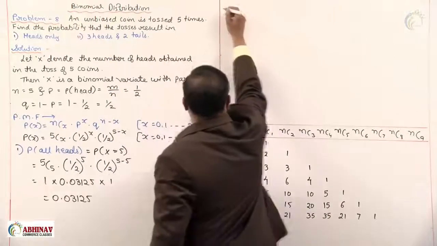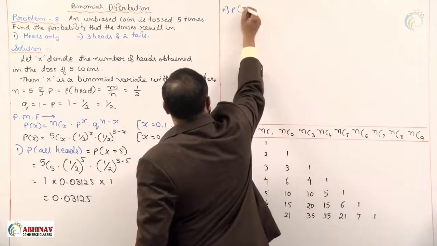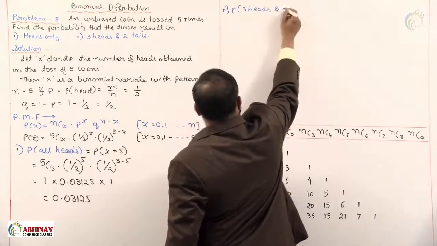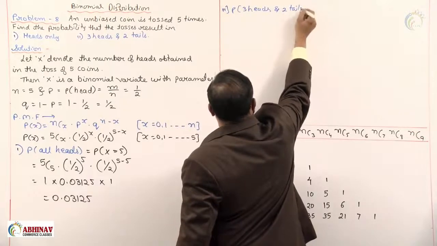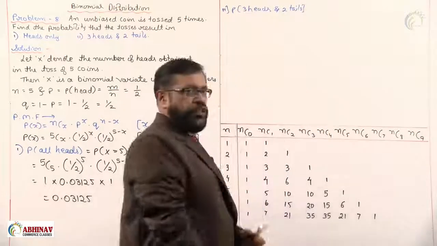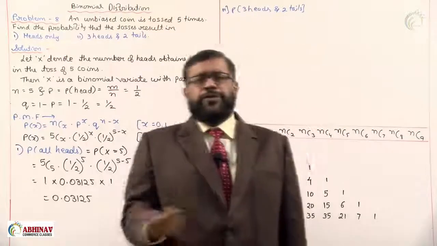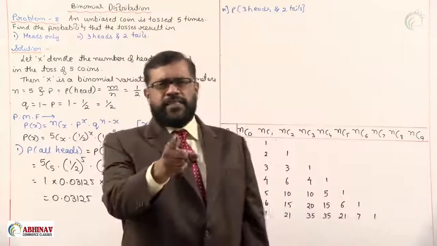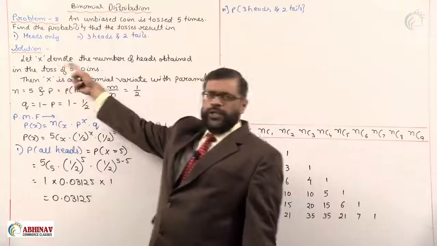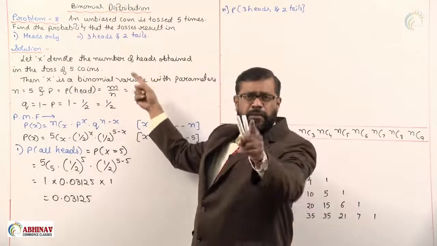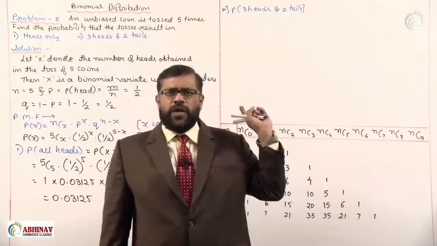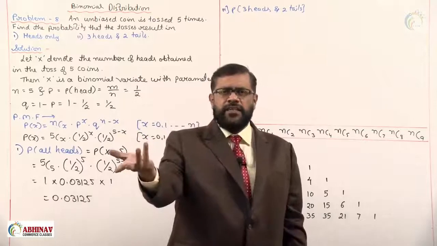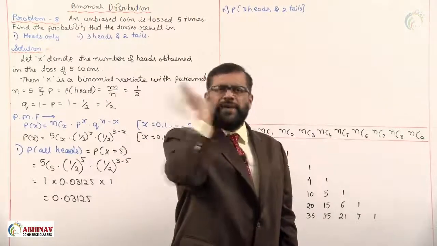What is asked number 2? Probability of getting, out of those 5 tosses, 3 times heads and 2 times tails. Now the question is, what should be the x value? Should it be 3, should it be 2? Very simple. What is x? What did we denote? Number of tails or number of heads? Number of heads. So in this outcome, check out how many heads are asked. 3. X is 3. Naturally, the remaining 2 tails will be excluded.